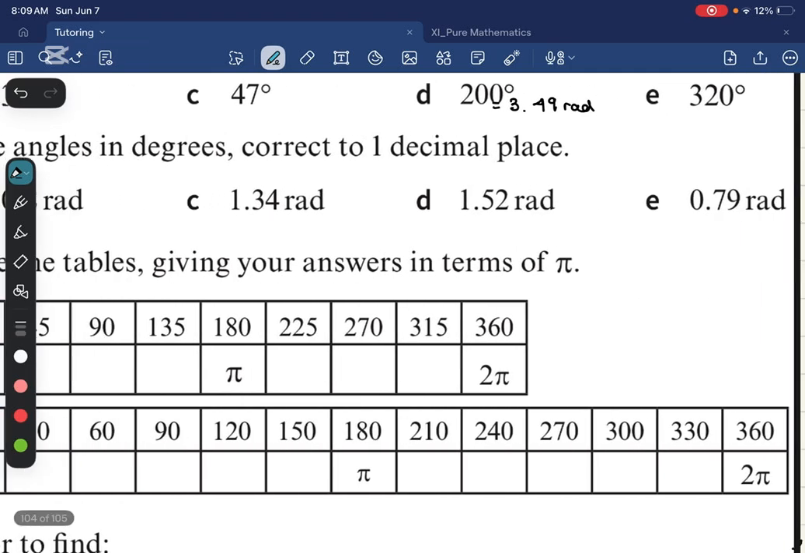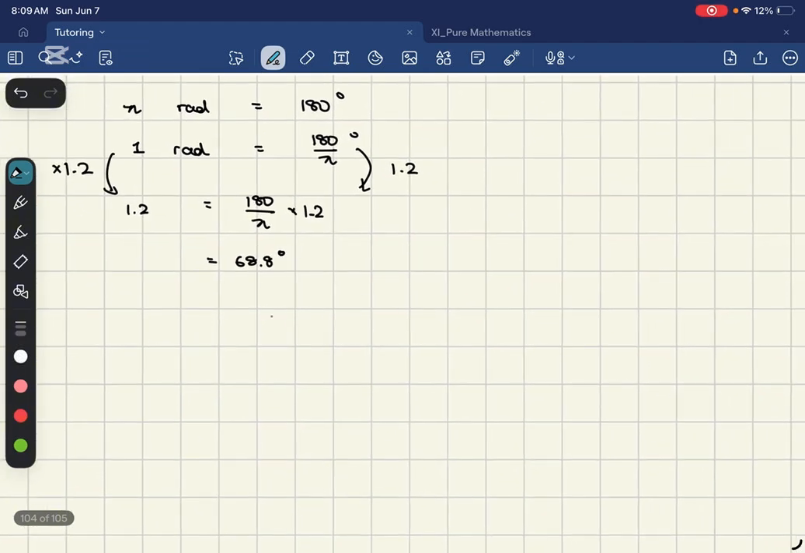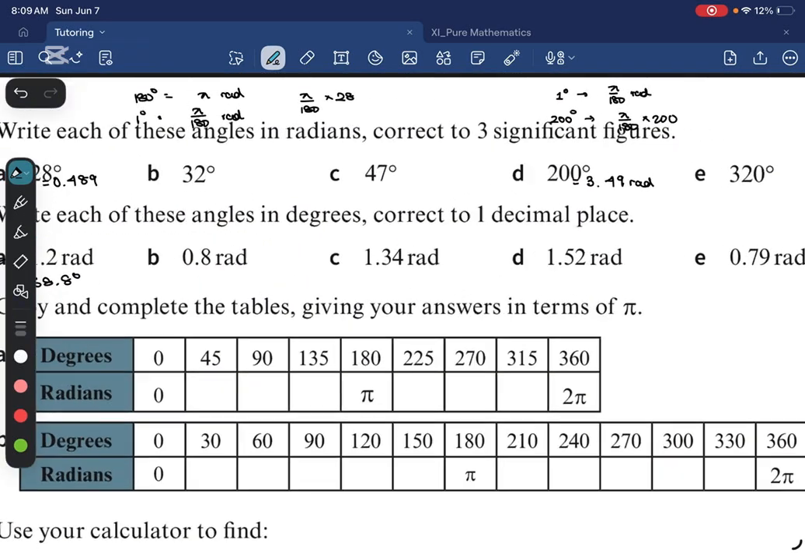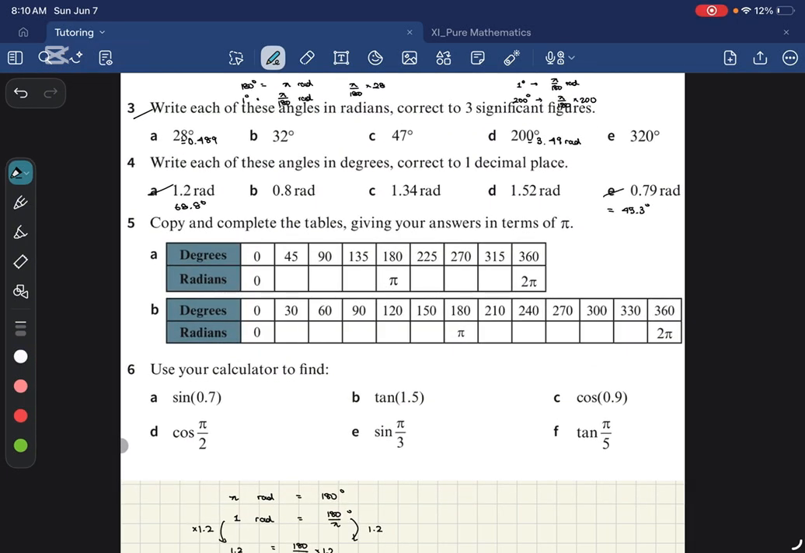That is it. And let's do one more: 0.79 radians. If I know 1 radian is 180 by pi degrees, then 0.79 radians is just 180 by pi times 0.79. If you do that, you get 45.3. So this is going to be 45.3 degrees, approximately, to 1 decimal place. So that is how you're going to do question 4, and I'm going to leave it to you.